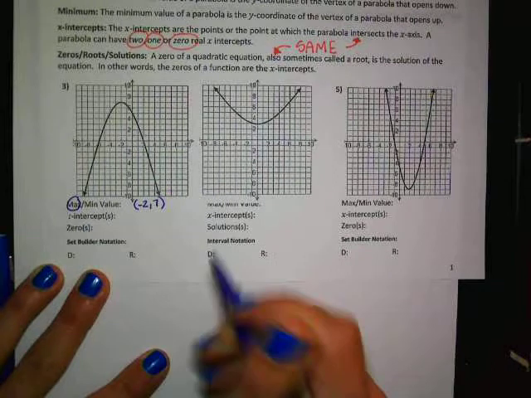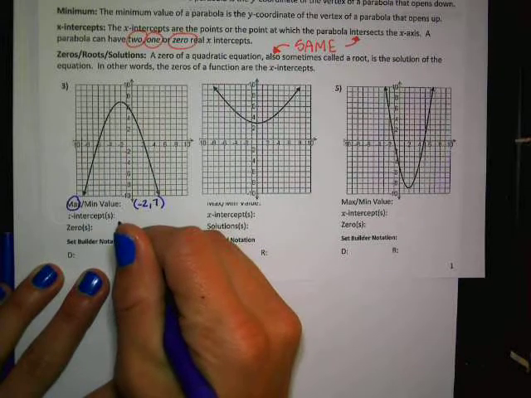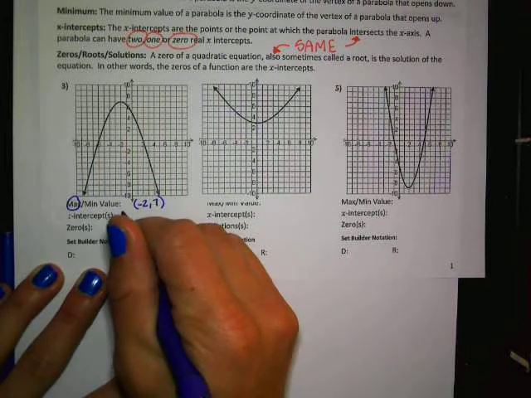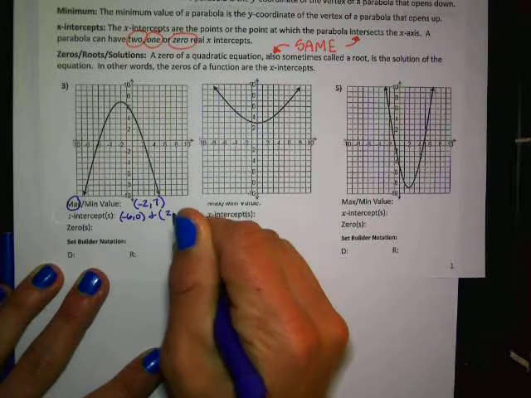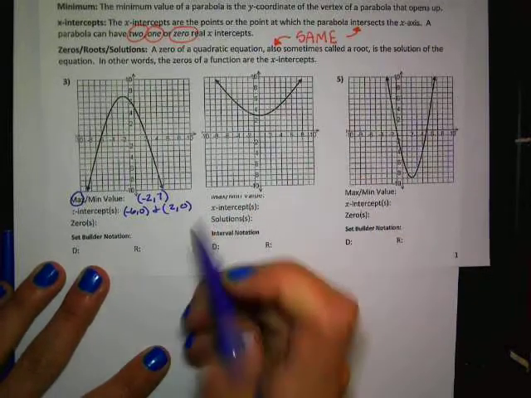X-intercepts? Negative 6.0 and negative 2.0. Very good. Except positive 2.0. I mean positive 2. Sorry. That's good. Positive 2.0. Zeros?